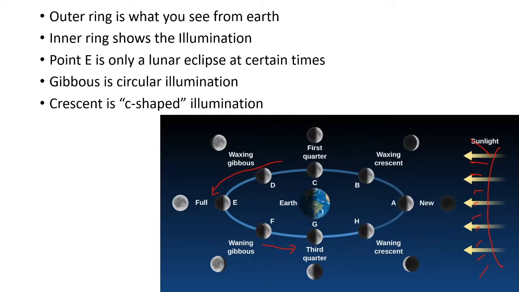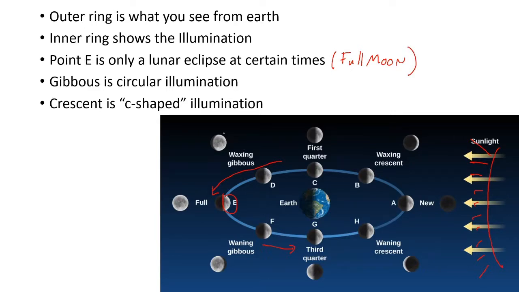You would think at point E, you'd get a lunar eclipse because the Earth would be blocking the sunlight here. But that's only at certain times. The moon's ellipse is tilted a little bit, so you don't always get that exact perfect eclipse. There's only certain times when you have them. So when you get a lunar eclipse, that's during a full moon. Because during the full moon, you see all of this face of the moon is lit by the sun.